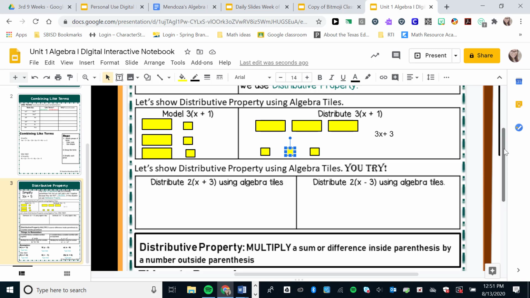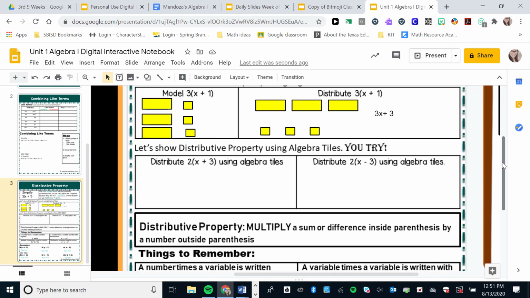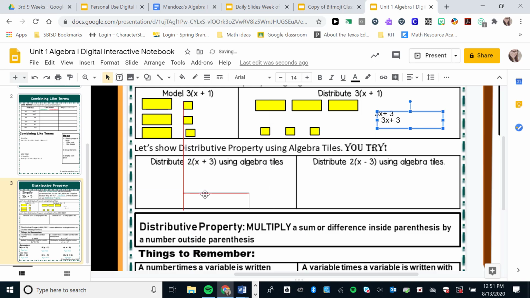Okay? All right, so you should have used your algebra tiles to distribute these two. Whenever I check your work, I'm going to check that you distributed with the algebra tiles, but your final answer once you distribute it should have been 2x plus 3, and this one should have been, actually, 2x plus 6, sorry.